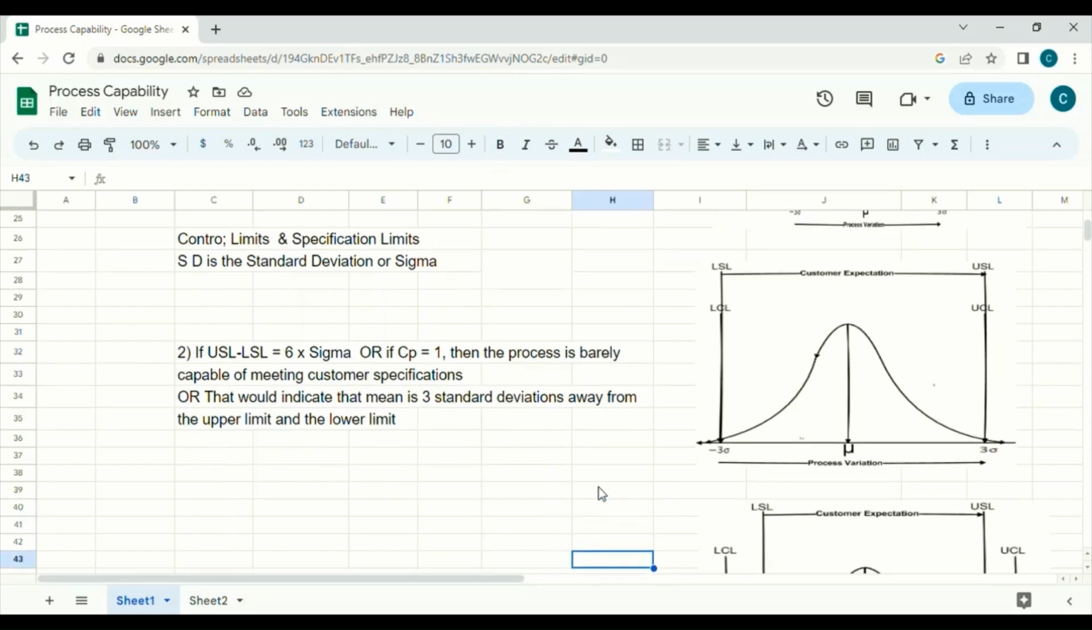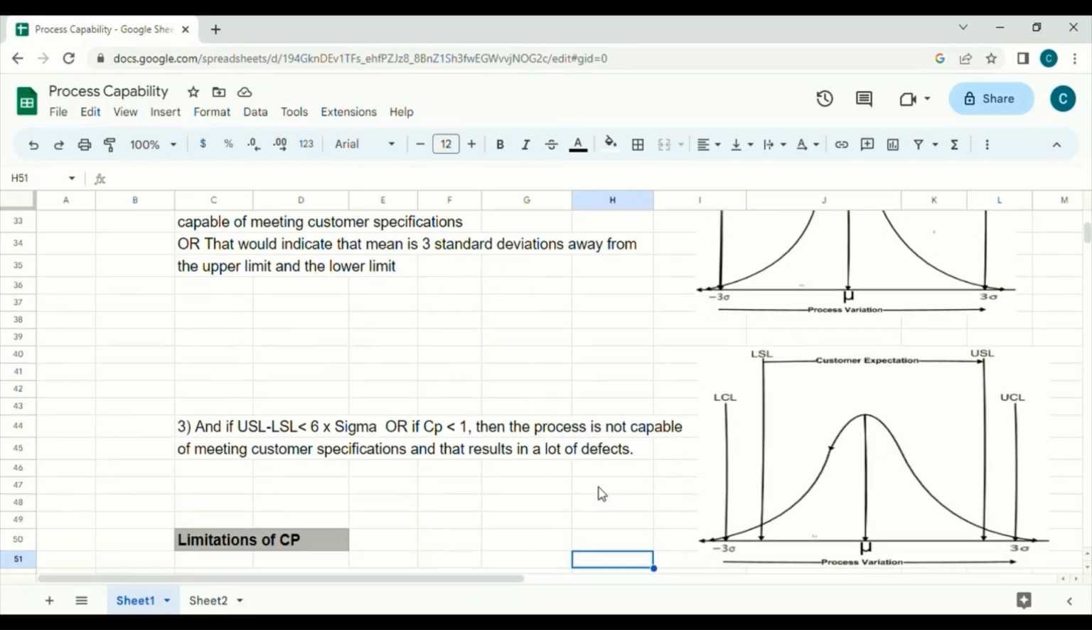Now let's see the third scenario. If the specification limit is less than the process spread, that means if USL minus LSL is less than 6 sigma, or CP is less than 1, then we can say that the process is not capable and this will produce a lot of defects.